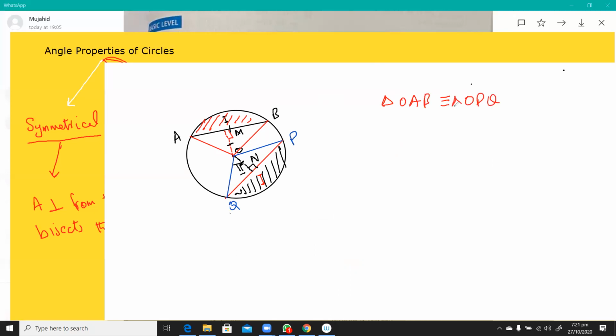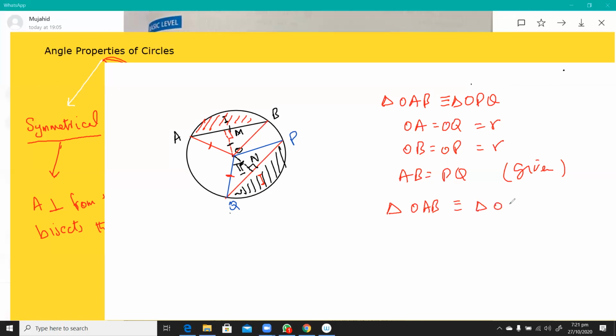Can I say that, Malaika? Yes. Look at this. This is the radius. This is also the radius. So OA is equal to OQ, both equal to the radius. Then OB is equal to OP, that is also the radius. And we already know that AB is equal to PQ. This is given to us. So when you have three measures equal to each other, the two triangles OAB and OPQ are congruent to each other, because of side, side, side.